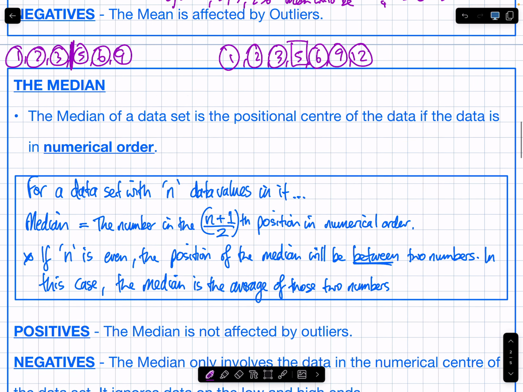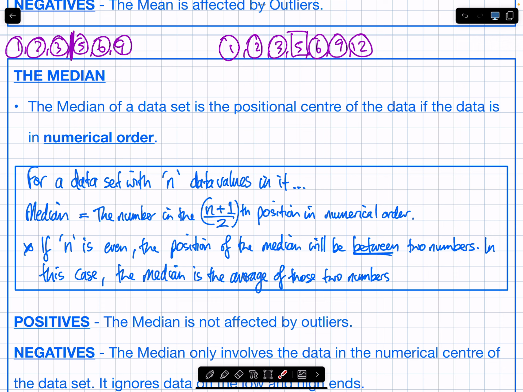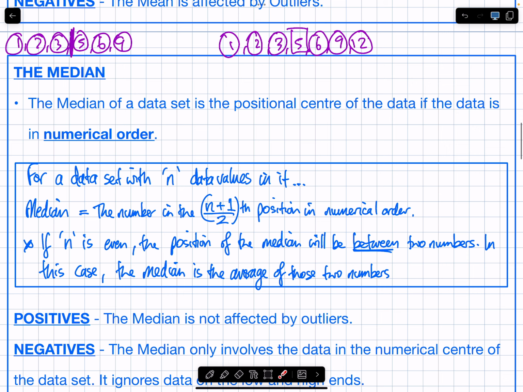So let's talk about the median now. The median of a data set is the positional center. What did I say the mean was? The mathematical center. The median is the positional center of the data if the data is in numerical order, so from small to large. For now, can you write down this rule about the formula for finding the median? Right now, it probably won't make that much sense to you. It looks very complicated, but when it's demonstrated, it's not too bad.